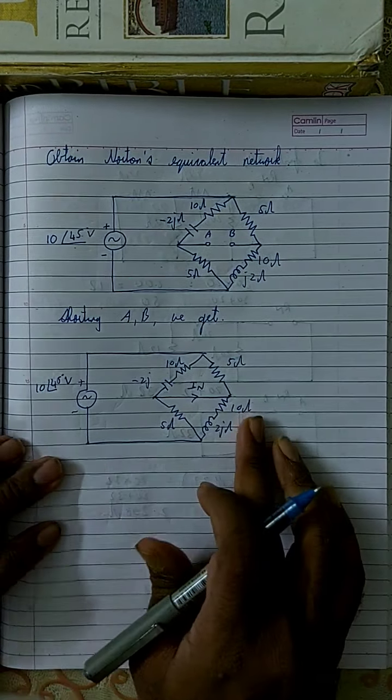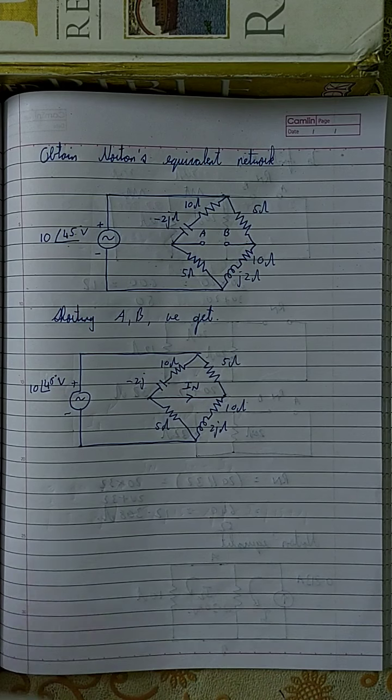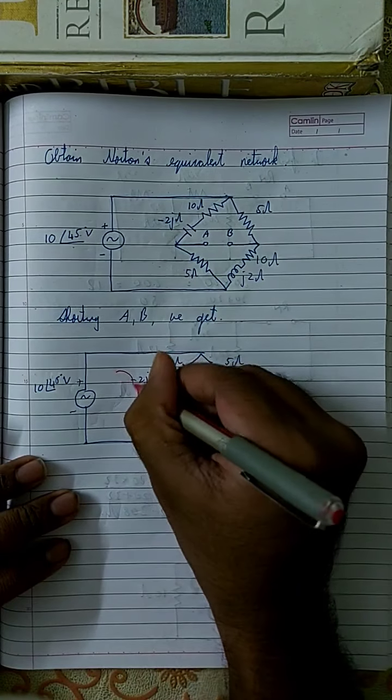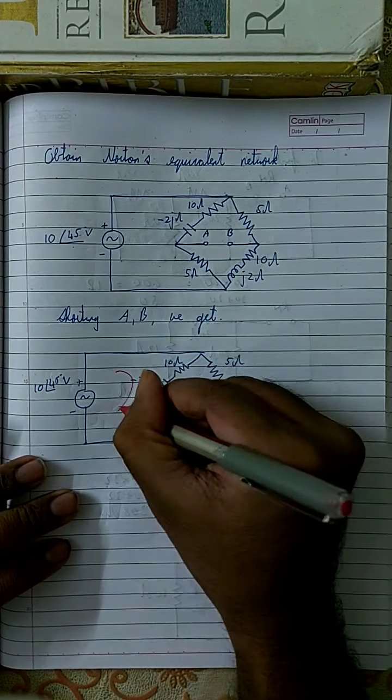Basically what we do is apply mesh analysis. Here there are totally 3 meshes. This is mesh 1, so this is current I1. Let the top mesh be I2 and the bottom mesh be I3. In that case, what is the equation for IN? IN is the current through this branch, right? And in the same branch, 2 currents are flowing. One is I2 and the other is I3.